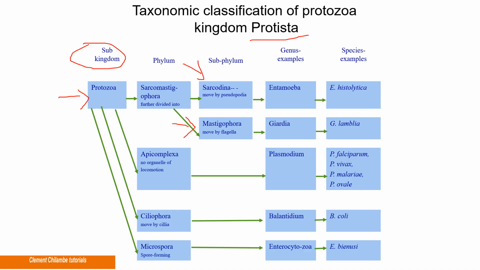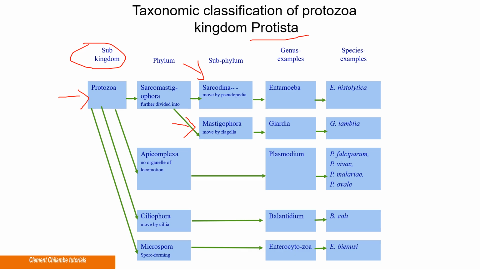And then we have, under the Mastigophora, the Giardia. So the Giardia move by flagella, and the Entamoeba move by pseudopodia. So these are general classifications. This is what you need to know. When you know this, then you are in medical parasitology.